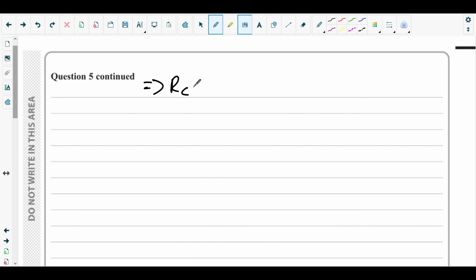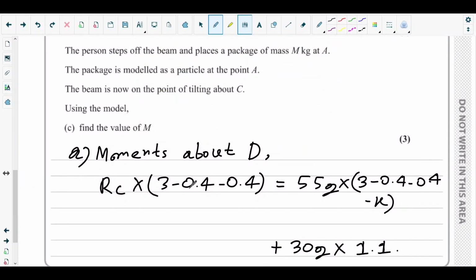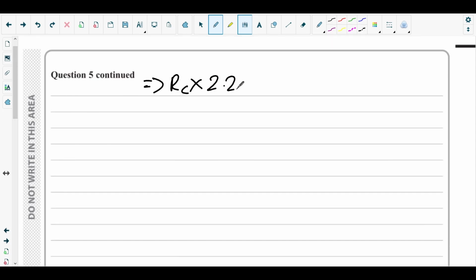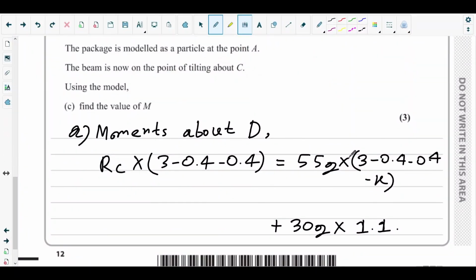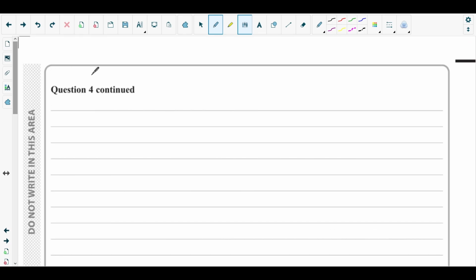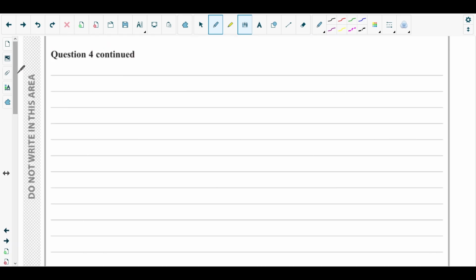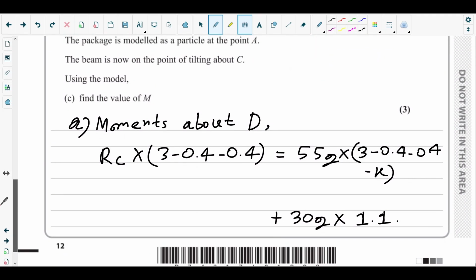So reaction at C times what? It was 3 minus 0.8, that would give you 2.2, right? This is equal to how much? It is equal to 55g times 2.2 minus x. Okay, 55g times 2.2 minus x.